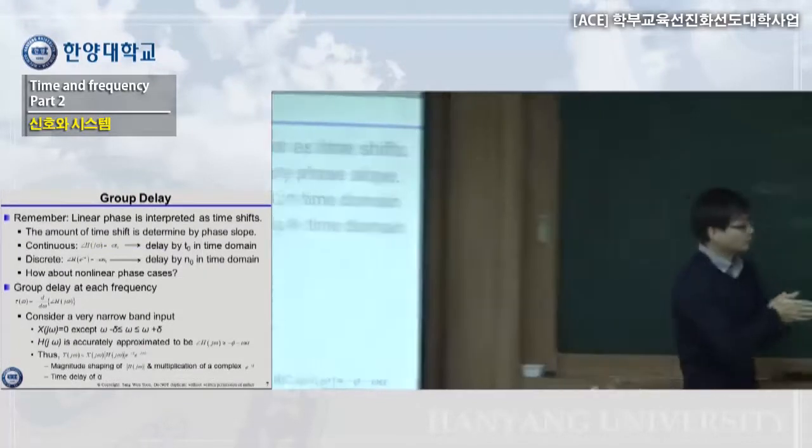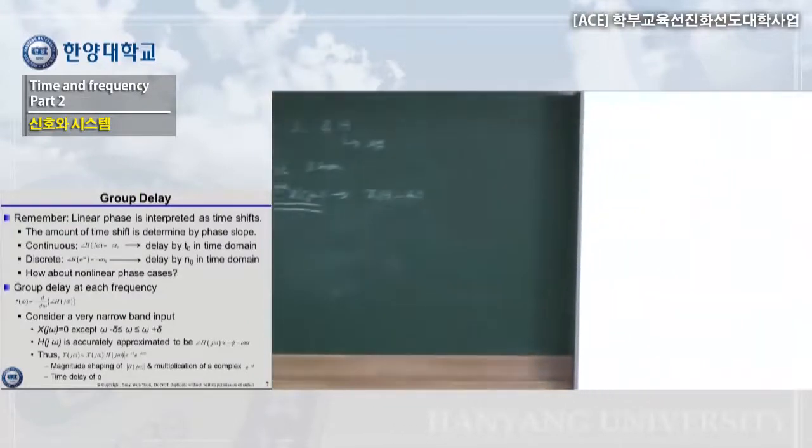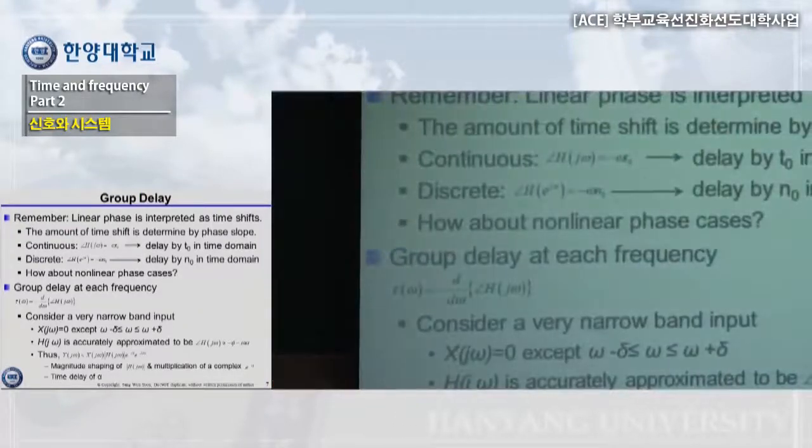So remember, linear phase doesn't change our original signal, just shifts it by time. So linear phase can be interpreted as a shift in time, as you can see in the previous two examples. And the amount of time shift, how much they move, is determined by the phase law. What's the meaning of it?